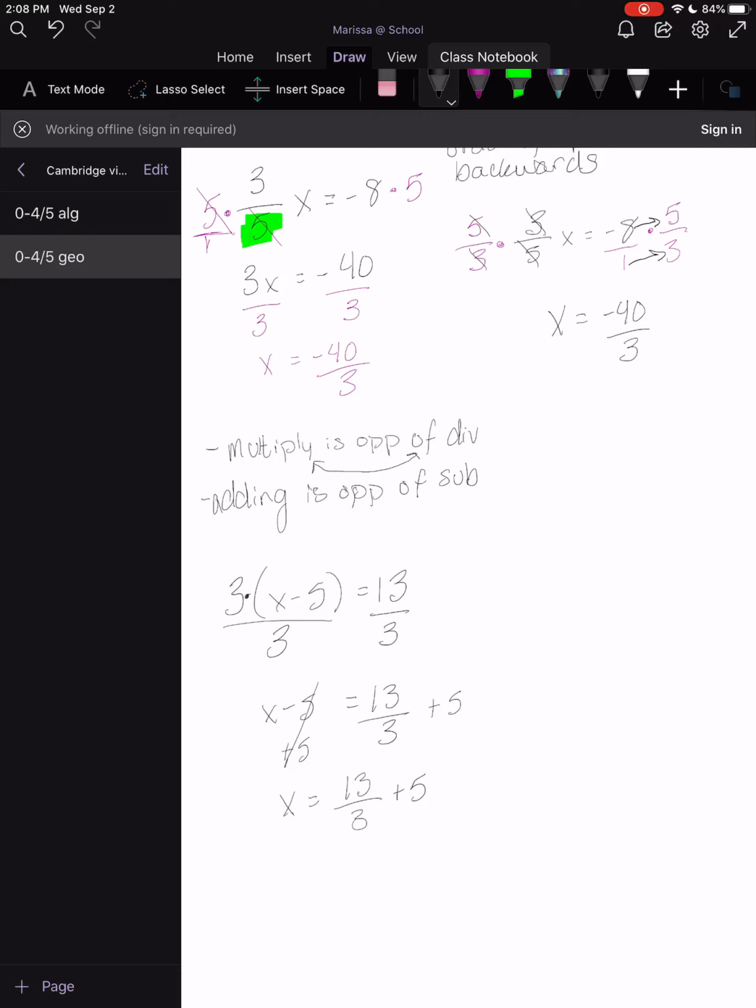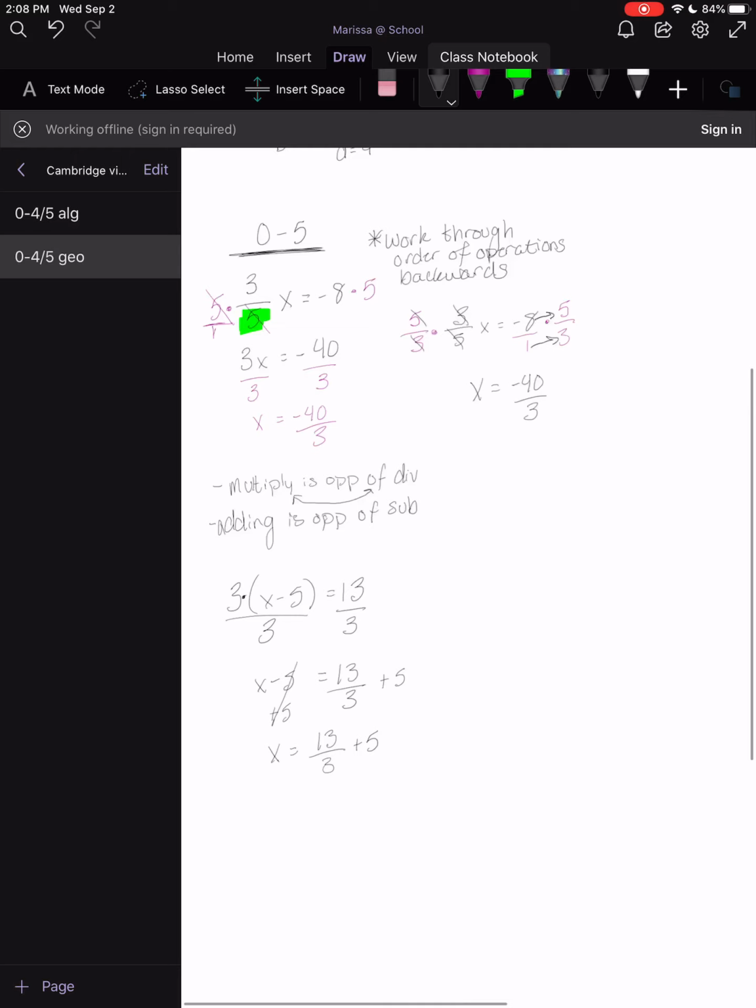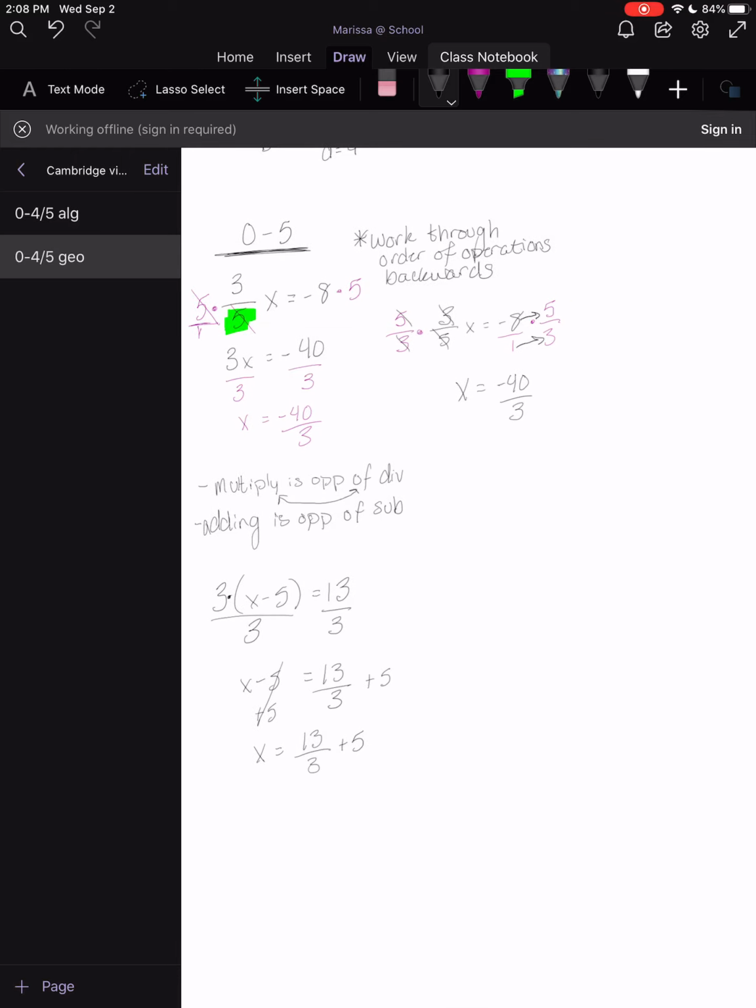So there is another way to do this. I would accept this answer. This answer is technically correct. The other way that you can do this is you could use the distributive law. You are going to get 2 different answers. They mean the same thing. They're just written in a different format. And I can show you that they mean the same thing in a second.